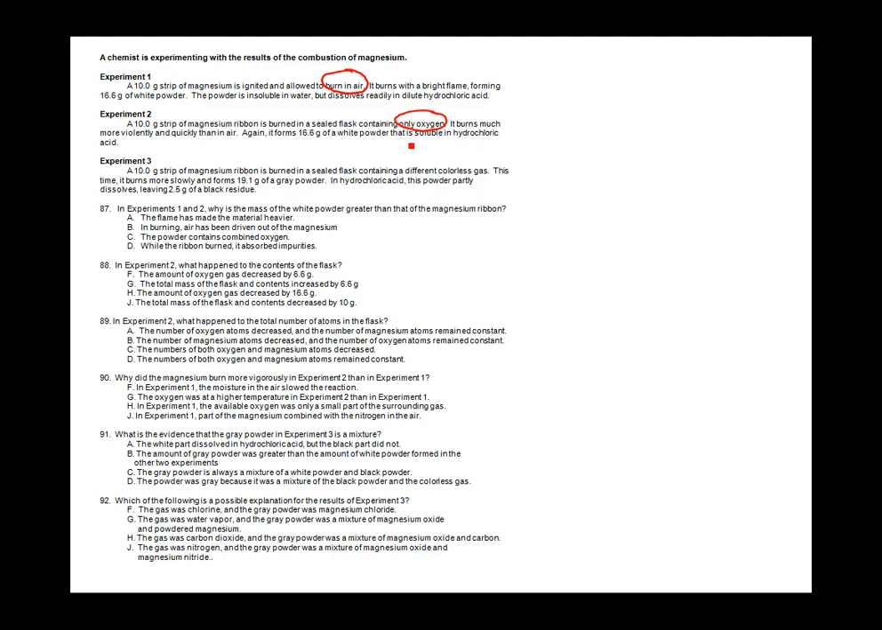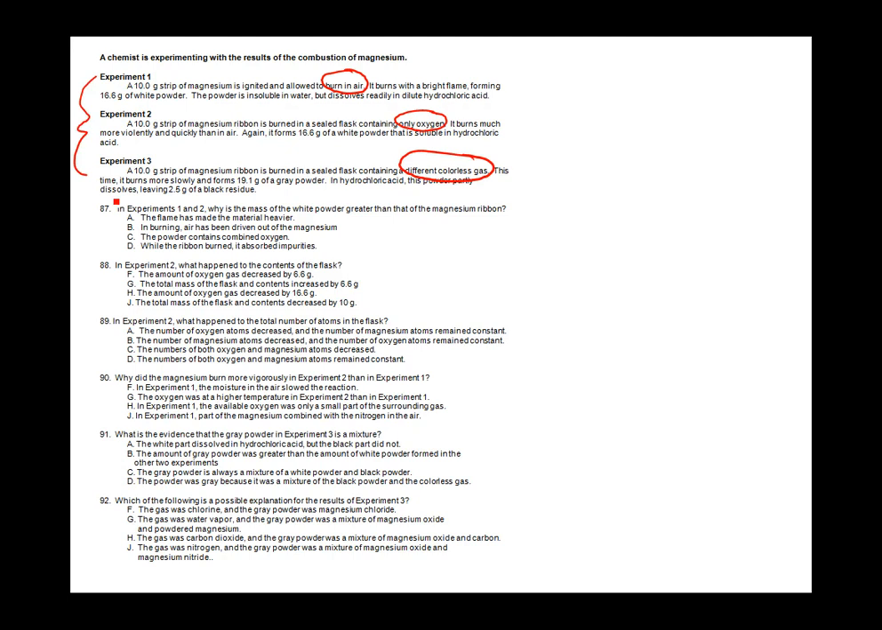Experiment 3, you have a 10 gram strip of magnesium again. It's burned in a sealed flask containing a different colorless gas. So what we've noticed in the 3 experiments, we're changing what the gas is in the tube. This time it burns more slowly and forms 19.1 grams of gray powder. In hydrochloric acid, this powder partly dissolves, leaving 2.5 grams of a black residue. So we're going to take all 3 of these, combine this information, and answer these questions.